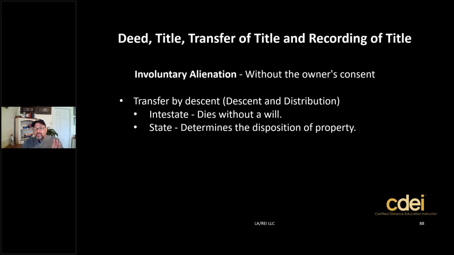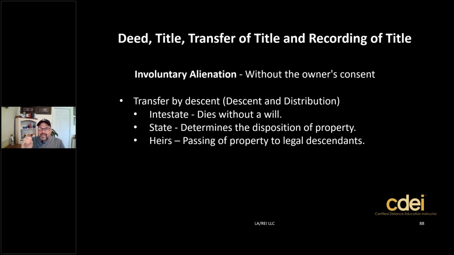So the state determines it. Remember, someone dies without a will, they die intestate, there is no will, they don't make any determination, but the state laws will determine who gets that property. They're called heirs. Those are the people, or those are the descendants that the property passes to. Those are the legal descendants, according to law. Remember, intestate, this is coupled with involuntary alienation or involuntary transfer without the owner's consent. Owner passes, again, without a will, the law of the state is going to determine who gets that property.